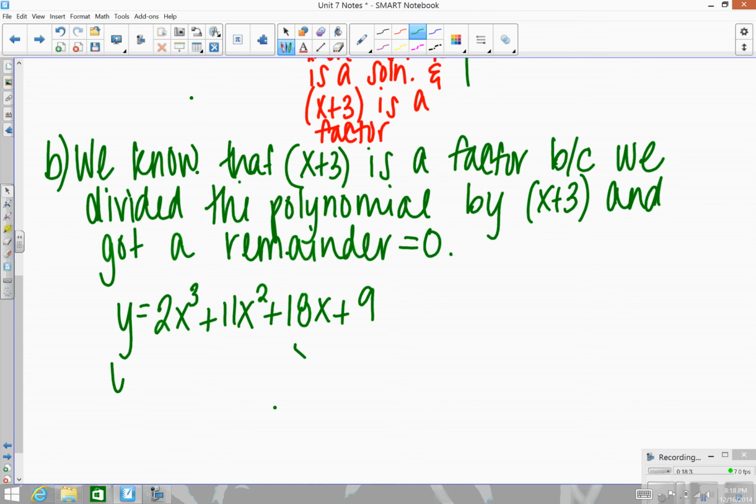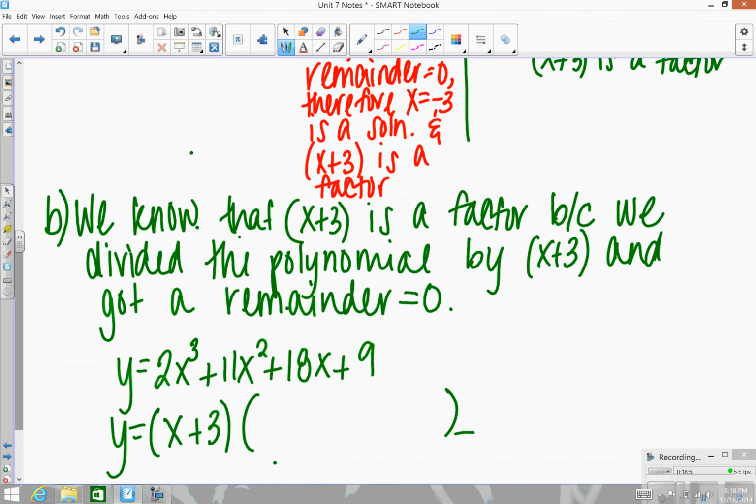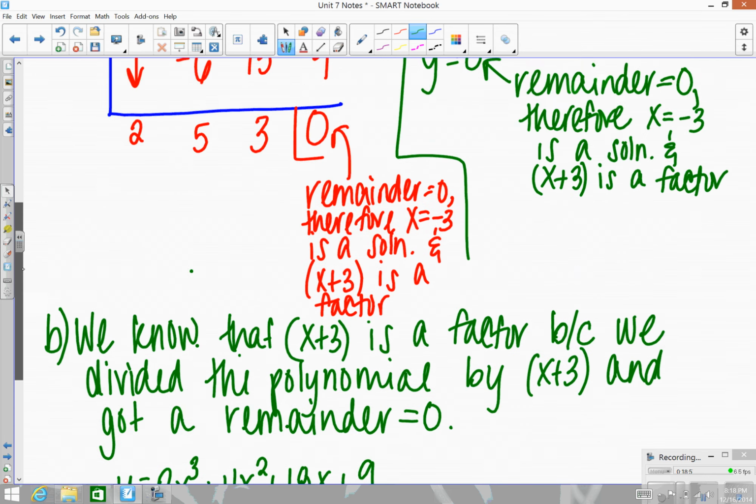That is the same thing as saying x plus 3 times some other expression. So if you think about it, if I take this first polynomial and divide it by x plus 3, whatever I have left has to be my other factor, or what else I can multiply x plus 3 by to get the original.